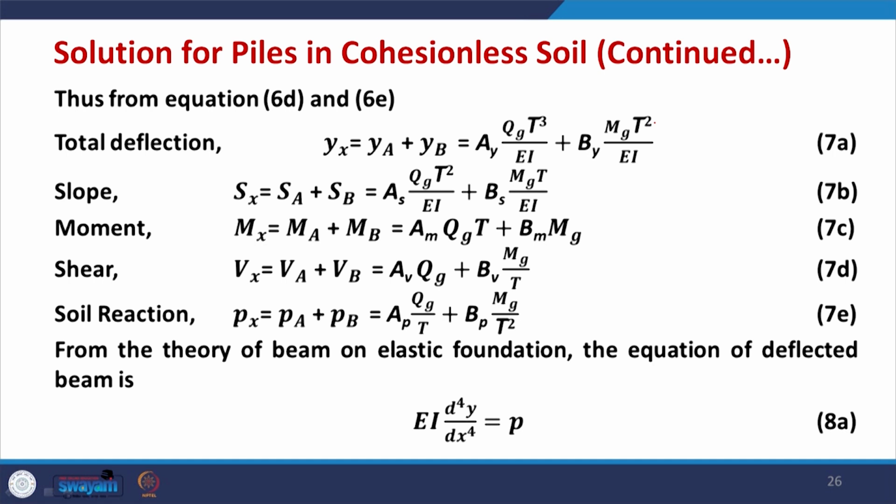So, let us work on how we can get the value of these coefficients. From the theory of beam on elastic foundation, the equation of the deflected beam can be written as: soil reaction is simply EI d4y/dx4. Equation 8a is basically the equilibrium equation, where on the right-hand side you have the soil reaction, while on the left-hand side you have the deflection, then the slope, and then the derivative of this multiplied by EI.